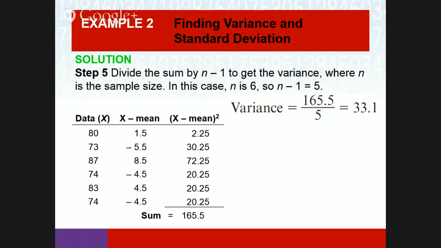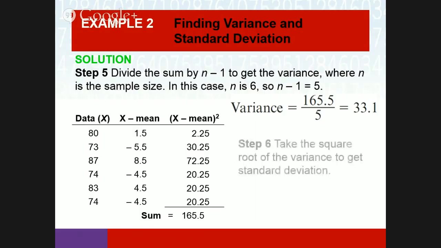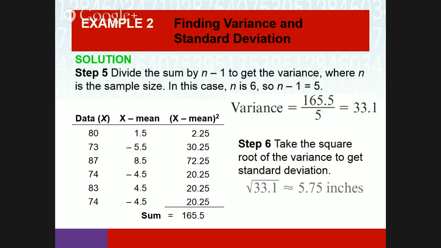33.1, if we look at the data points, the variance is 33.1. So then the standard deviation is what we want to get to for the next two sections. We take the square root of the variance. So if I take the square root of that, I get 5.75 inches.